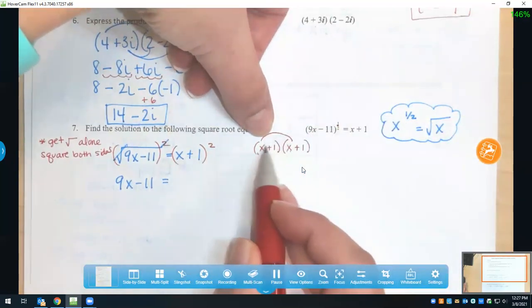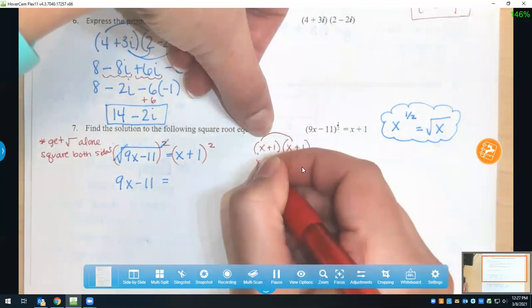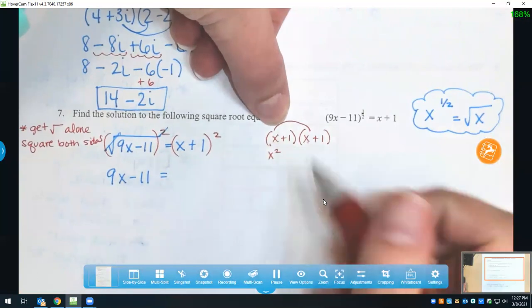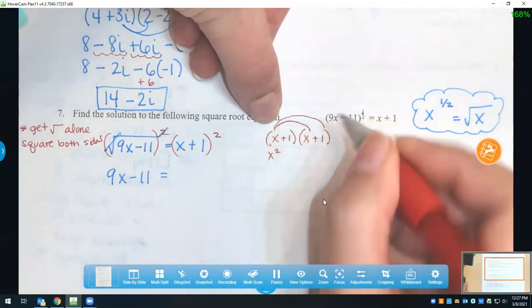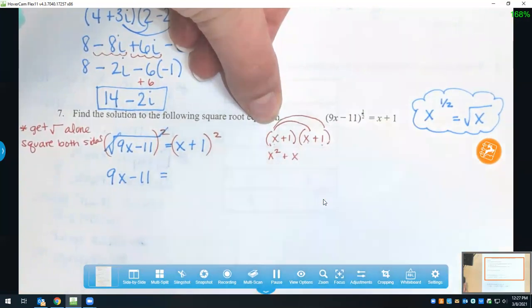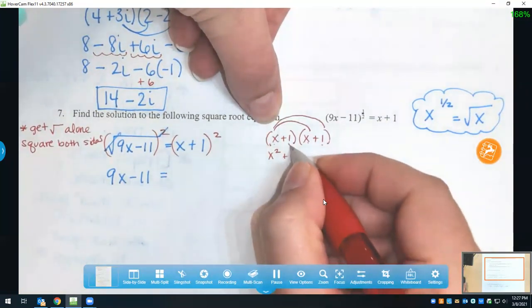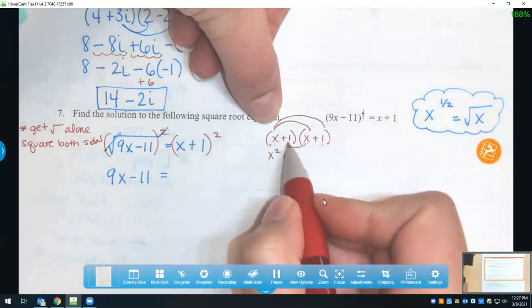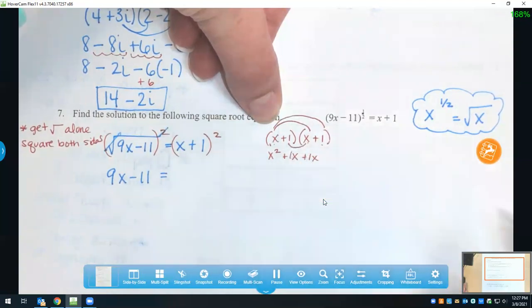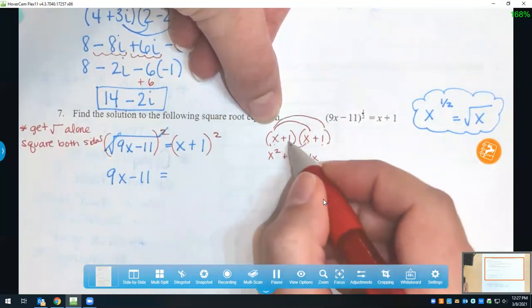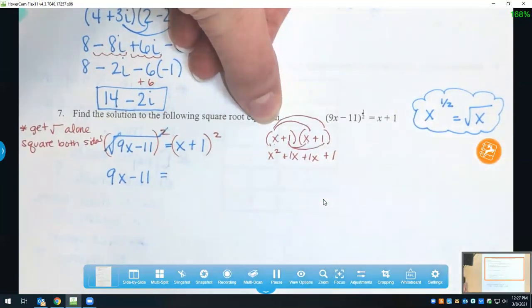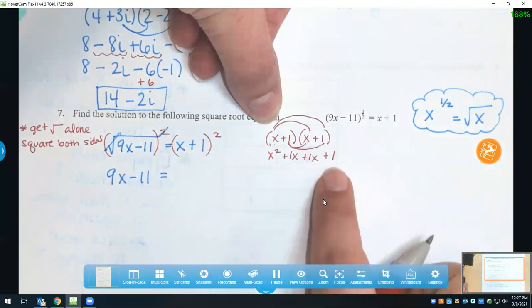first times first, x times x gives us x squared. Outer, the stuff on the outside, x times 1. It's positive 1x. I in FOIL for inner, 1 times x, again, 1x. You can write the 1 or you don't have to, it's up to you. 1 times 1 is 1, not 2. Careful, don't add, you're multiplying. 1 times 1 is 1.